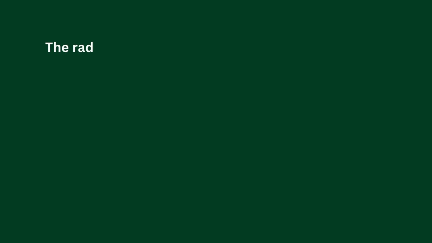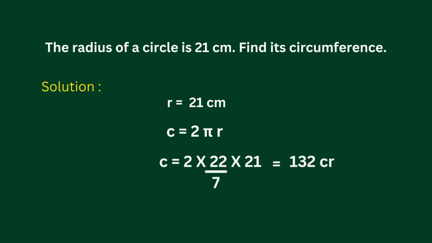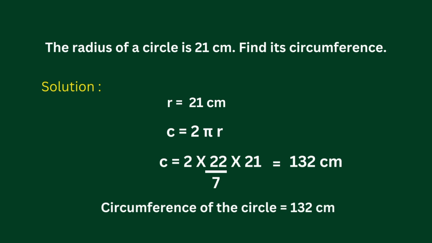Now let's see some examples. The radius of a circle is 21 cm. Find its circumference. r is equal to 21 cm. c is equal to 2 pi r. Put values. Answer is 132 cm. So, the circumference of the circle is 132 cm.